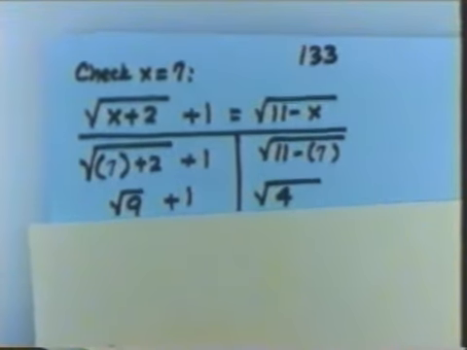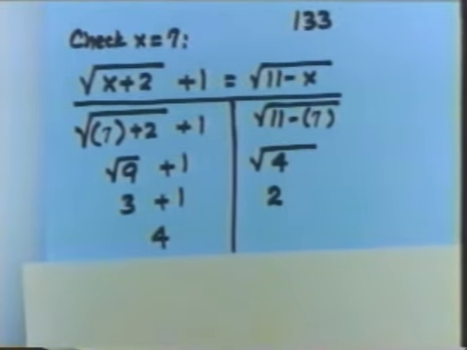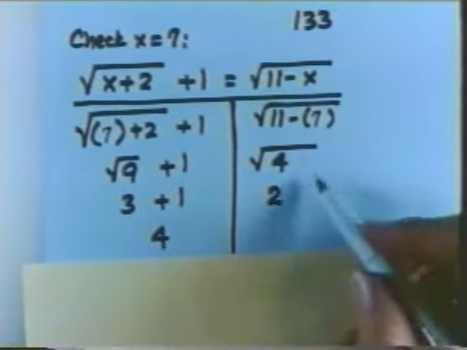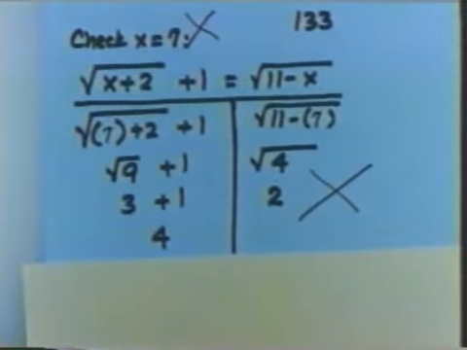Square root of 9 is 3. So on the left we have 3 plus 1. Square root of 4 is 2. So on the right we have 2. This gives us 4 on the left and 2 on the right. Not true. So we throw out the x equals 7.